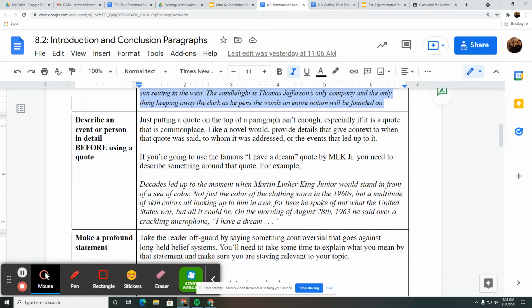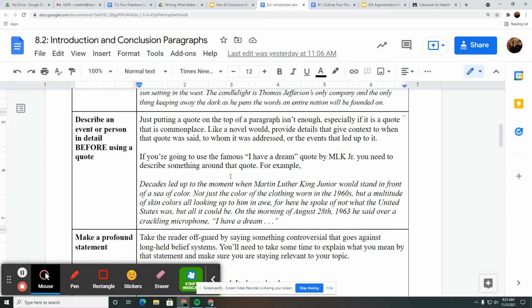Another way to hook the reader's interest is to describe an event or person in detail before using a quote. So this has 2 parts, right? You're using imagery and creative writing before you end up using a quote. This is like a really, really good lead in. So, say in your essay, you're going to quote Martin Luther King Jr.'s I Have a Dream speech. And again, these are examples, not ones that you should actually use for your essay. These are just examples to kind of get your thoughts flowing on this.